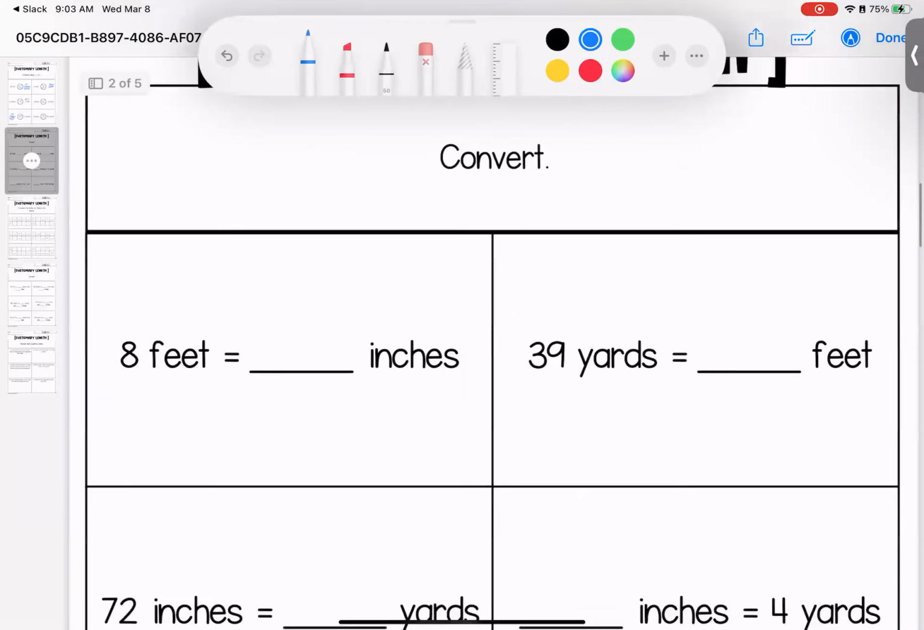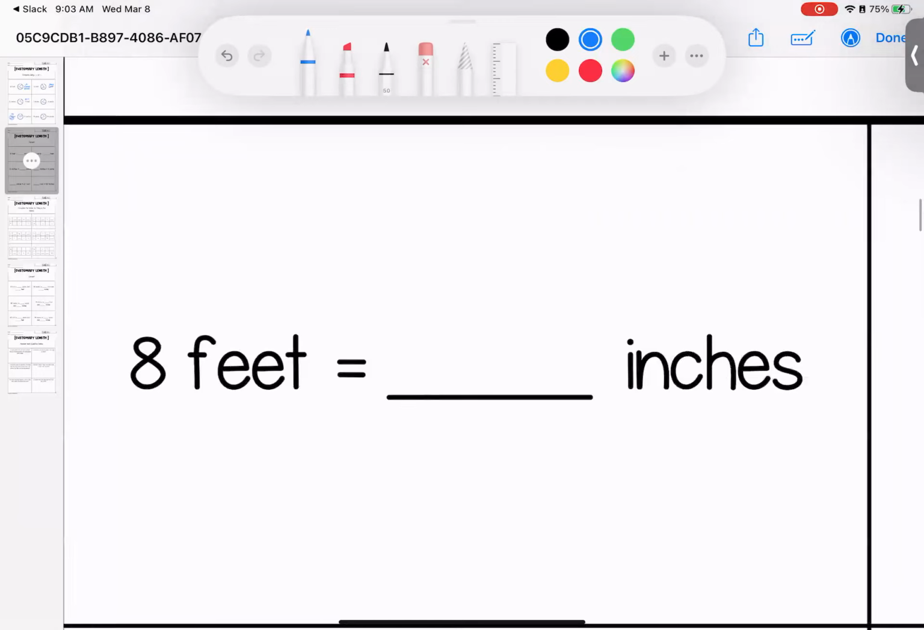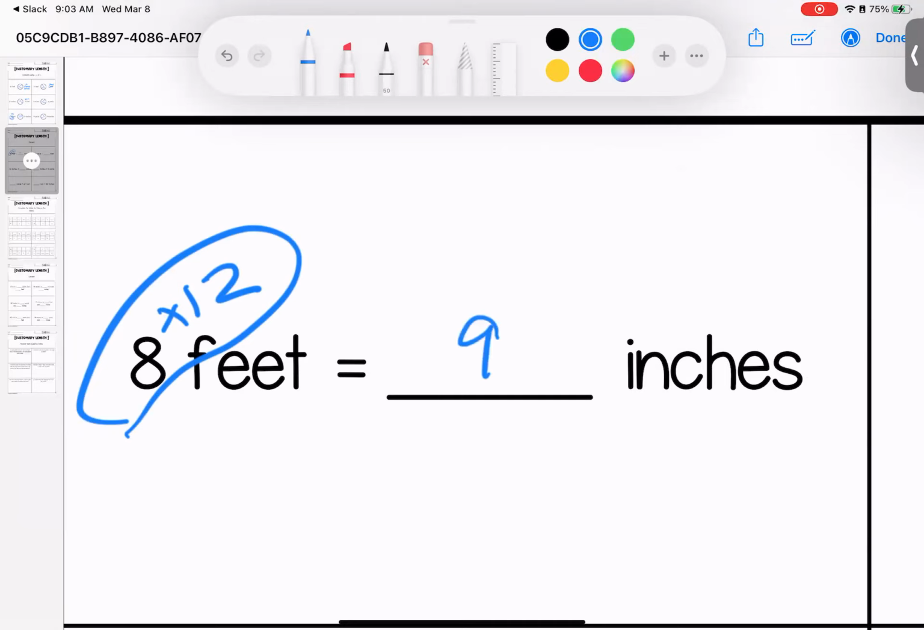All right, Nuggets, we're doing a direct conversion. So I need to know 8 feet. How many inches is that equal to? Every foot has 12 inches. So 8 times 12 is going to give me my answer. 8 times 12 is 96. There are 96 inches in 8 feet.